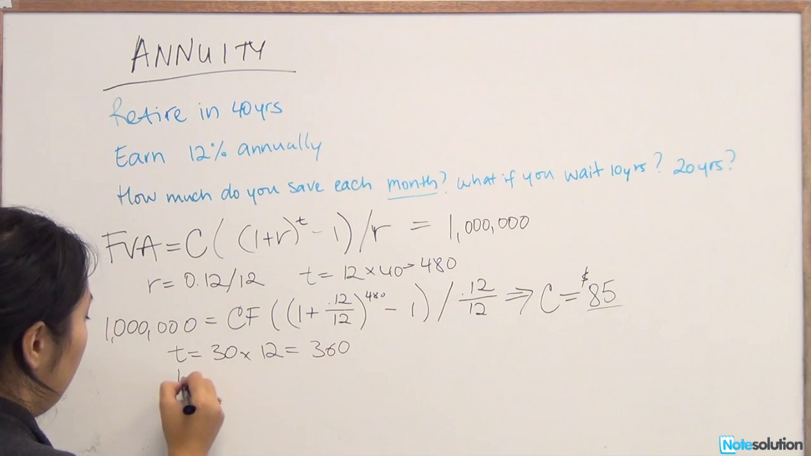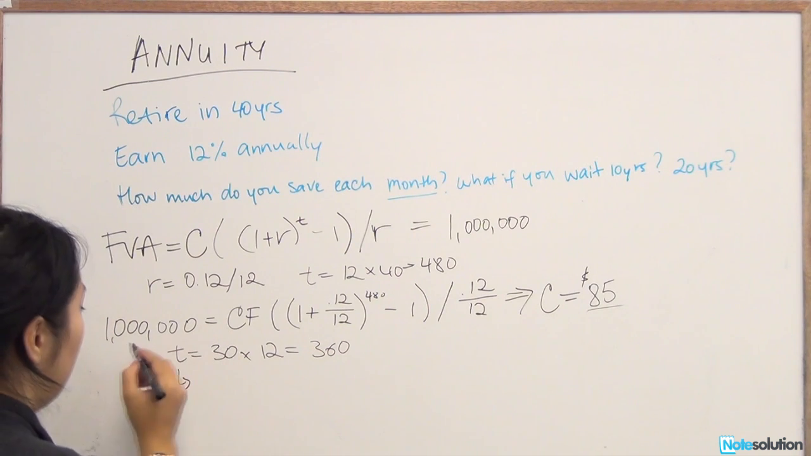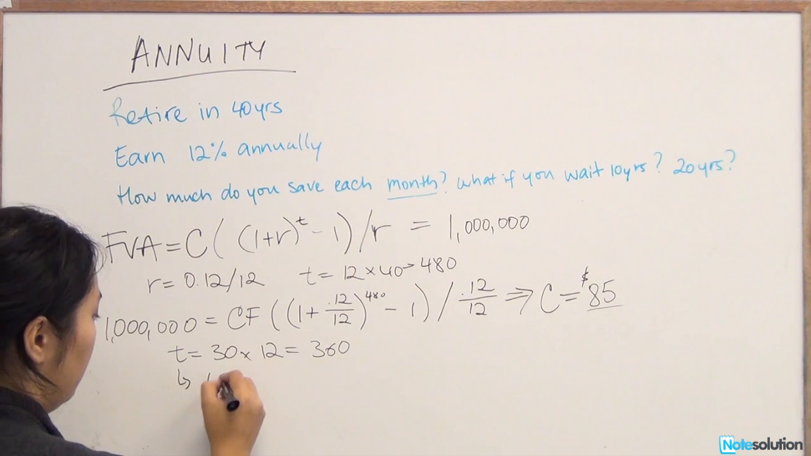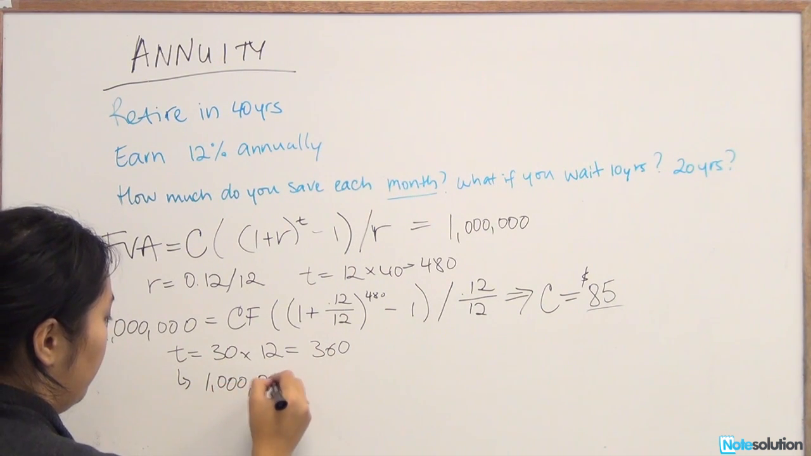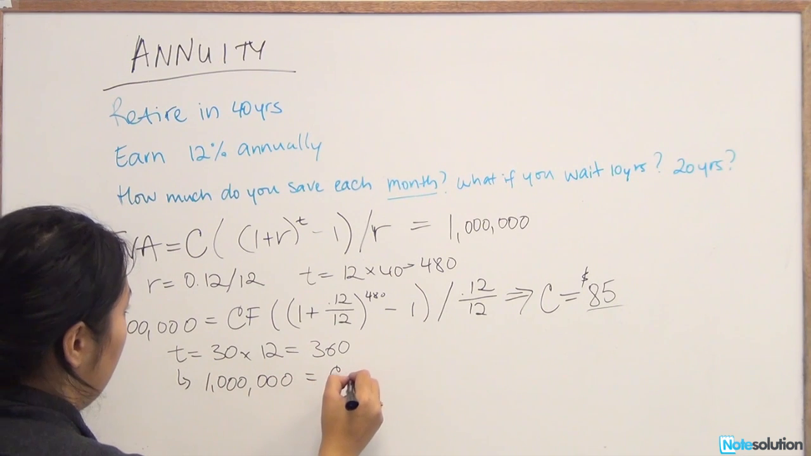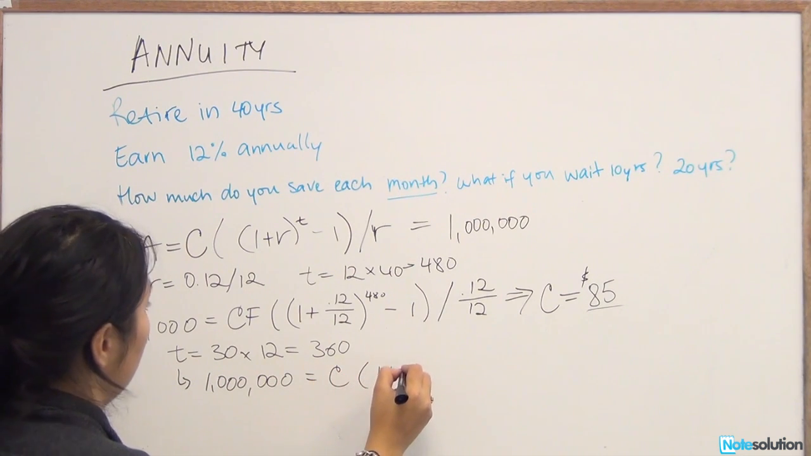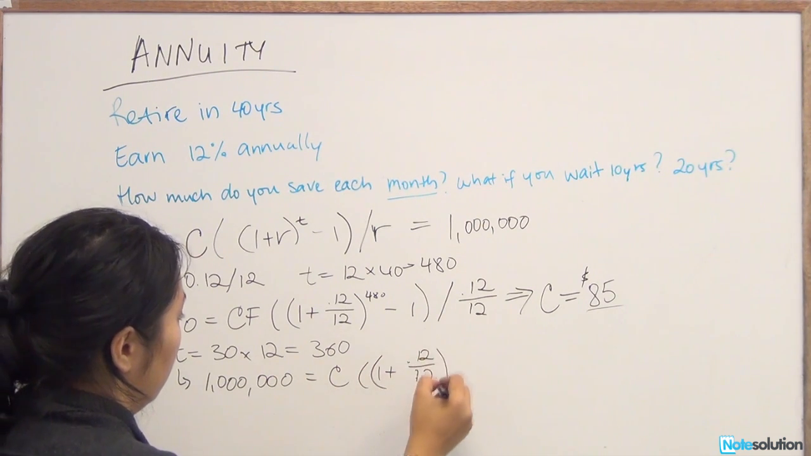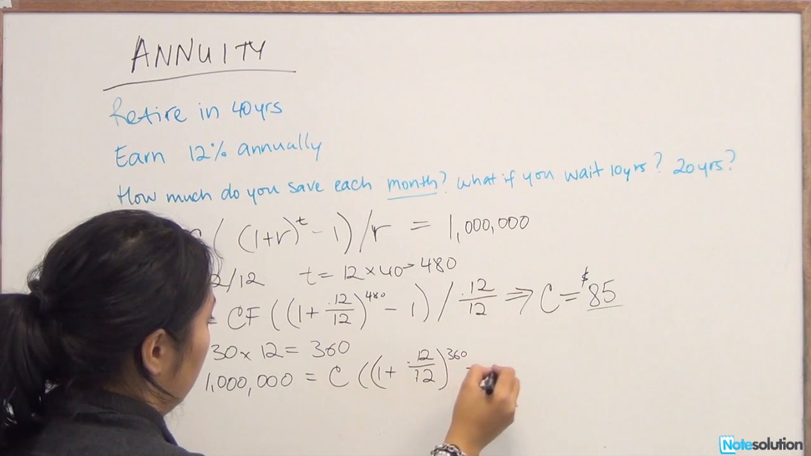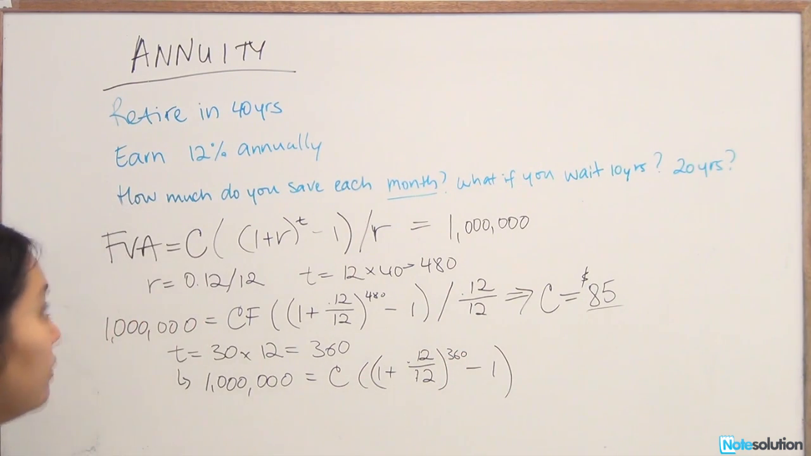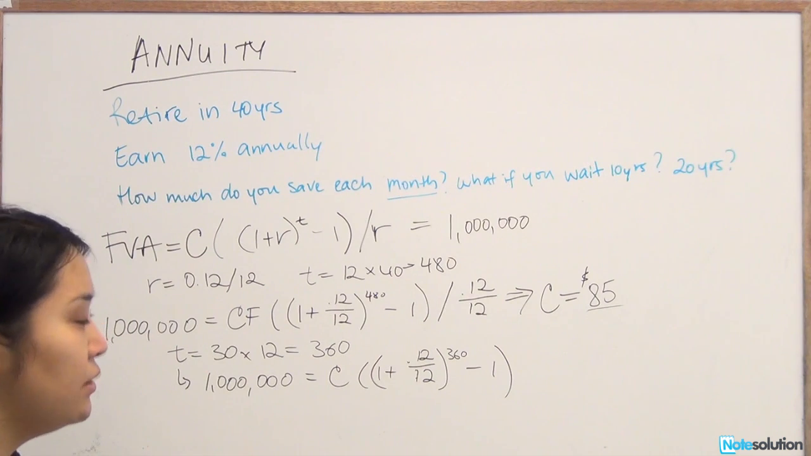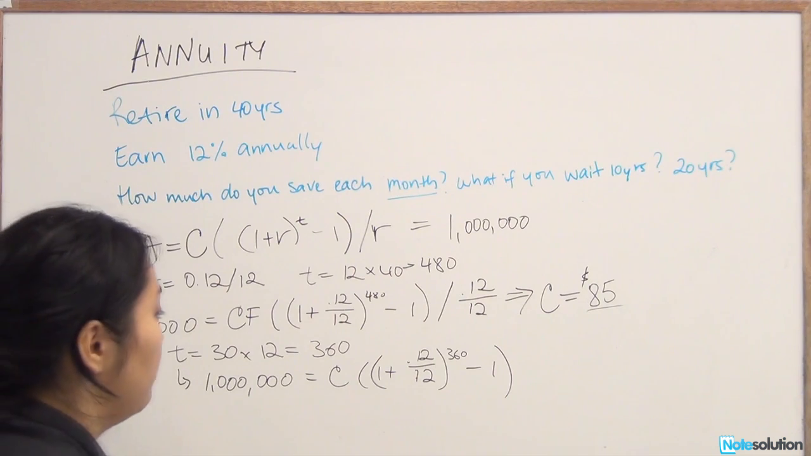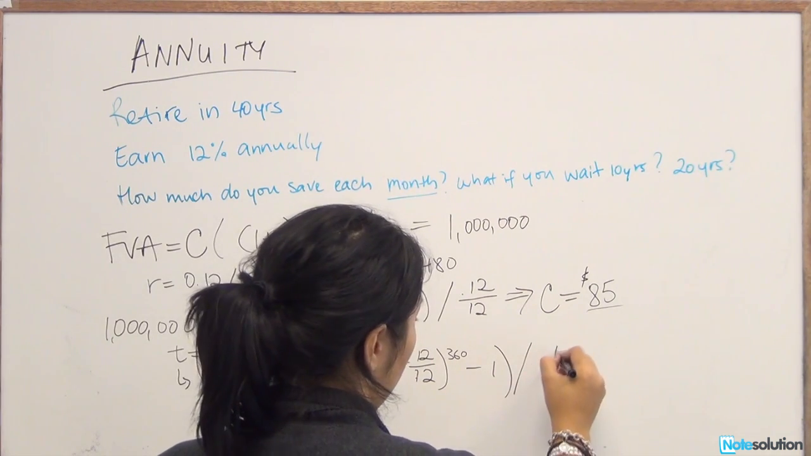Once you have your new time period, you can again calculate your monthly cash flows by using the future value of annuity formula. So you have 1 million is equal to cash flow times 1 plus 12% divided by 12. So here your interest rate stays the same at 12%. It doesn't really change throughout the question, but you do have to divide it by 12 because you want to bring it to monthly terms.